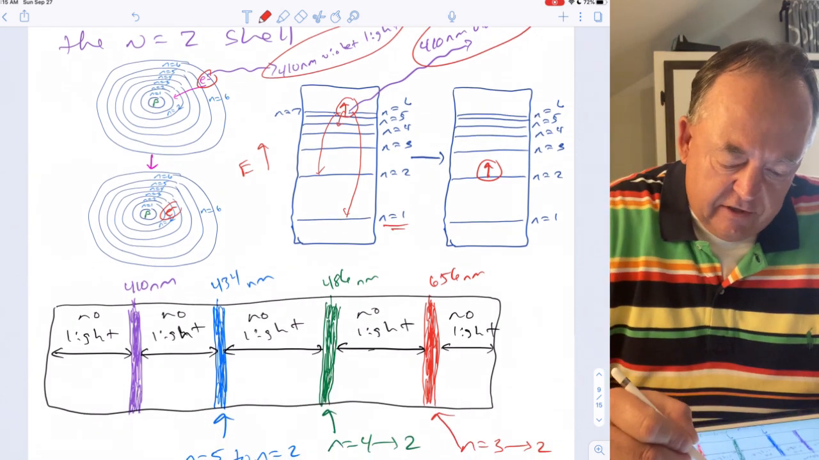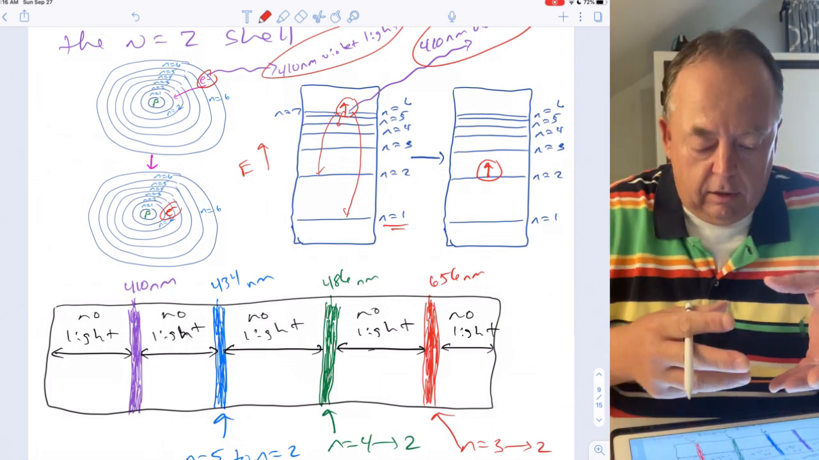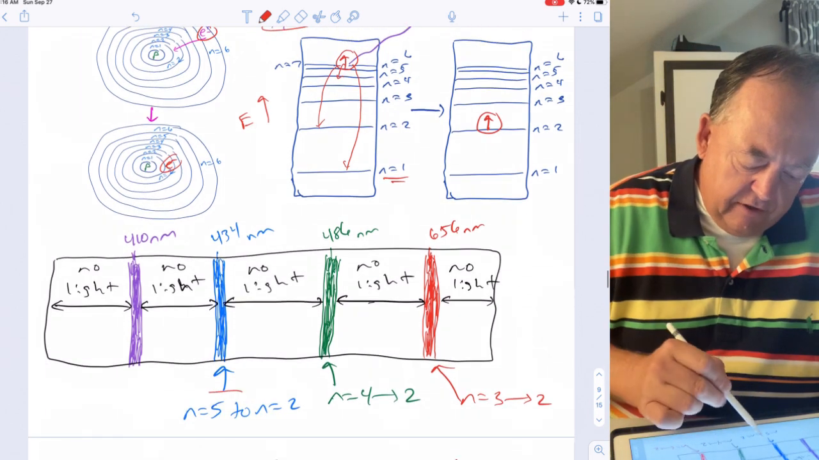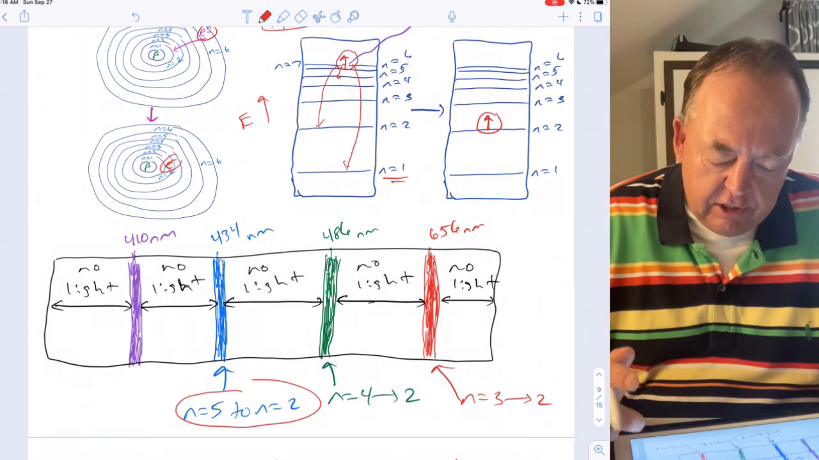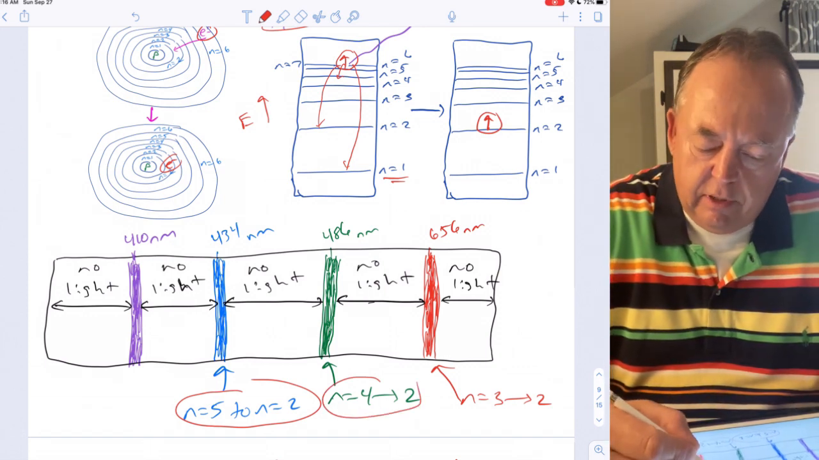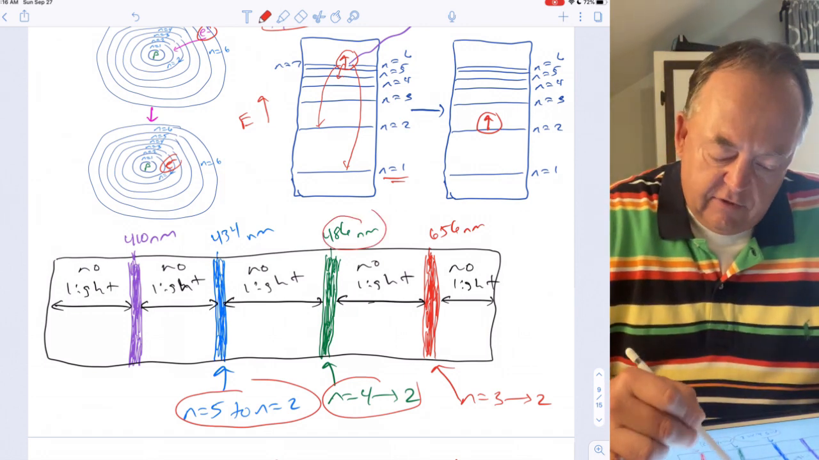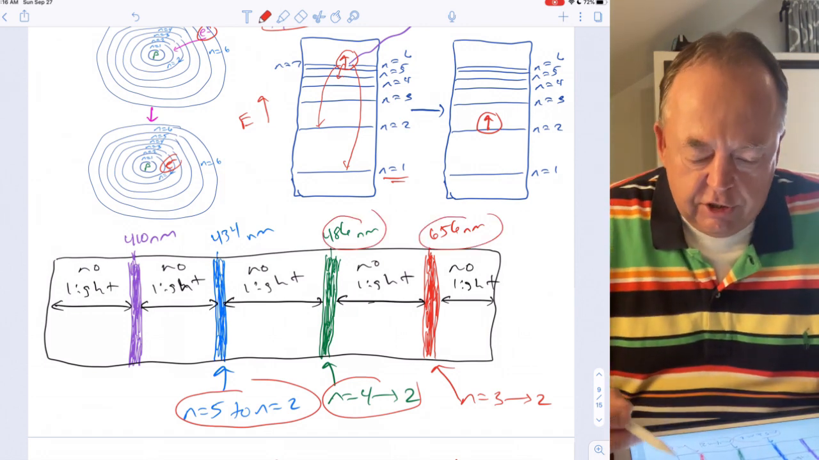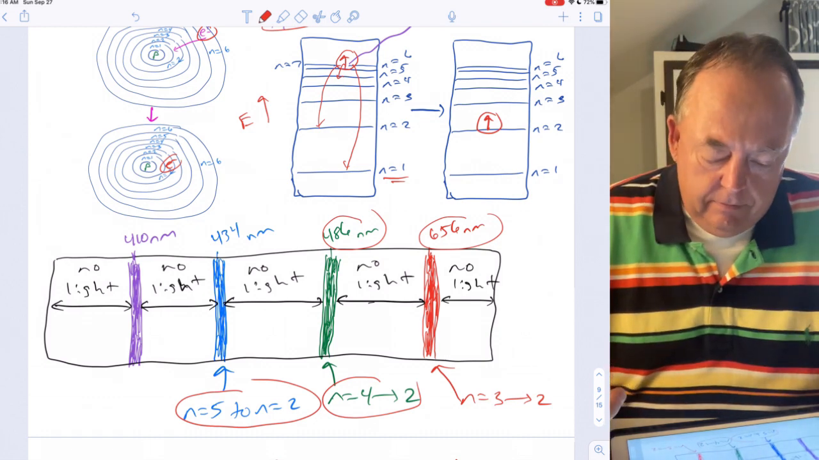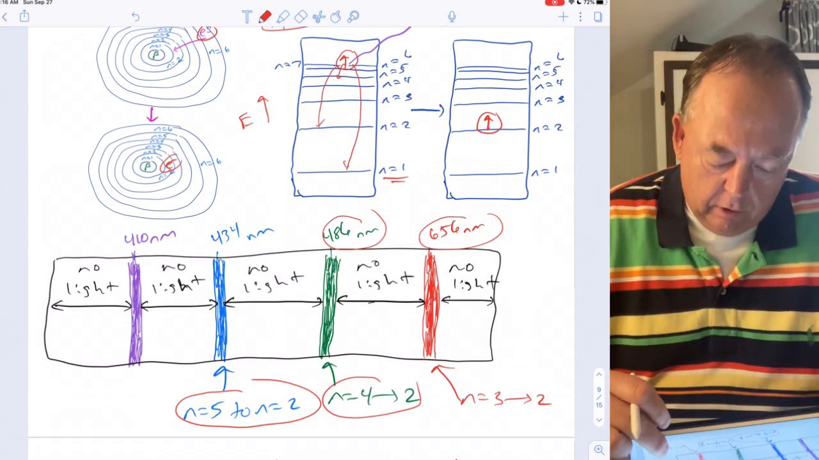So if it started in the 5th shell instead and moved to the 2nd shell, then that's going to give off a light of longer wavelength, which is lower energy, right? So 5th to the 2nd would be lower energy. If it was in the 4th shell and moved to the 2nd shell, then that would be even a smaller energy gap. So that's longer wavelength light, that's 486 nanometers. Or if it was in 3rd shell moving to the 2nd shell, then that would be even less energy because it's a smaller jump, so that would be longer wavelength light as well.